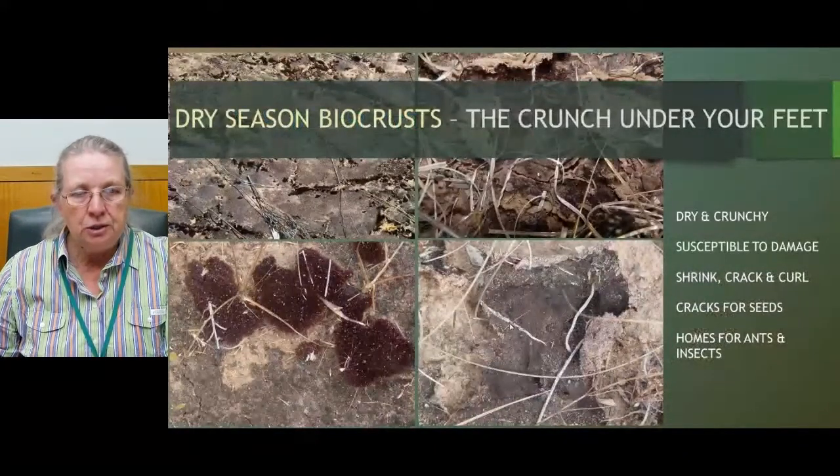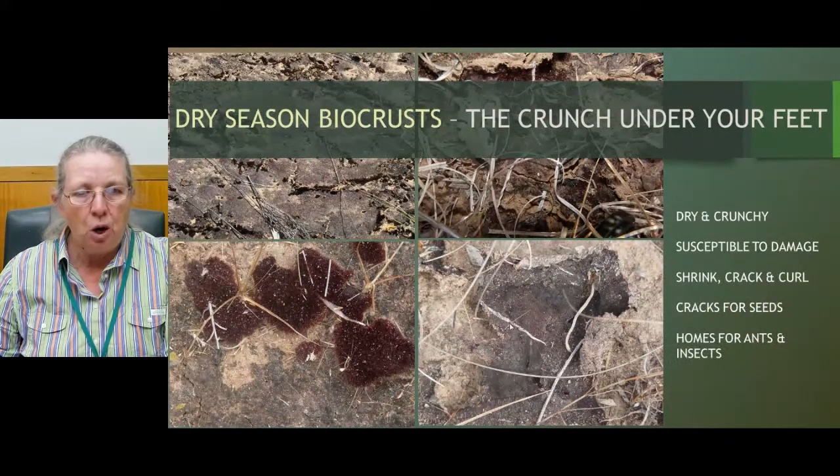In these areas, dry season biocrusts and wet season biocrusts appear quite differently. The dry season biocrusts we often refer to as the crunch under your feet. When you walk through the paddocks you can feel the soil crunching under your feet, and quite often this is the cyanobacterial soil crust on the ground. You can see in the images that they shrink, crack and curl during the dry season, and they create homes for ants and other little microfauna, and also little spots where seeds can penetrate into them.